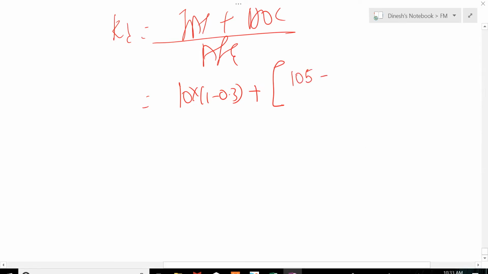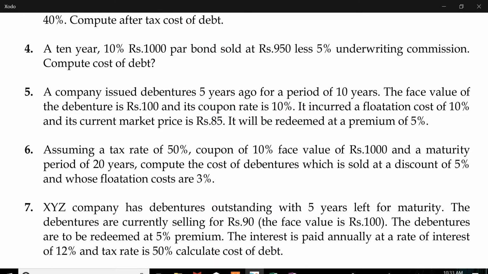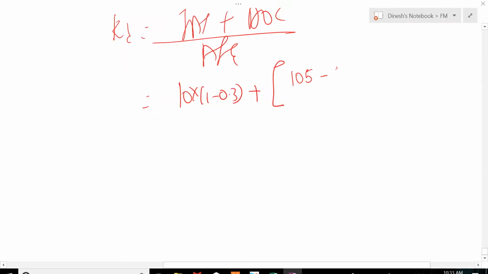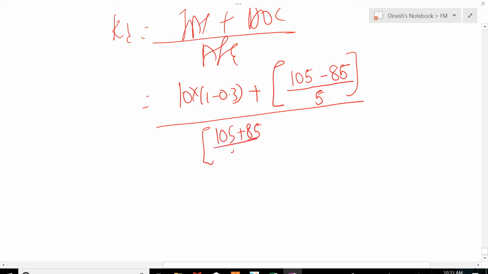Net proceeds is, this is an existing issue, and for an existing issue net proceeds is current market price. So 105 minus 85 divided by balance life of 5. How much? It will be more, I thought. You said 7 or 11? 11. Okay, sorry. 11 point.